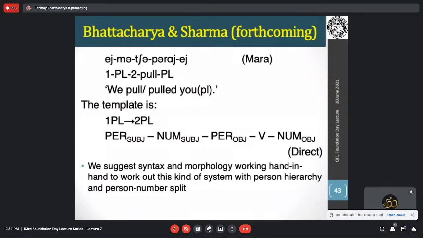But you will find that phenomenon also in those descriptive literature as well. But this is a very Tibeto-Burman agreement kind of phenomenon. Okay, thank you. That's interesting.